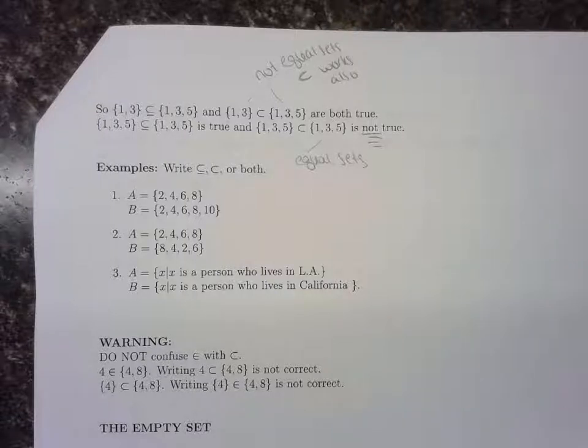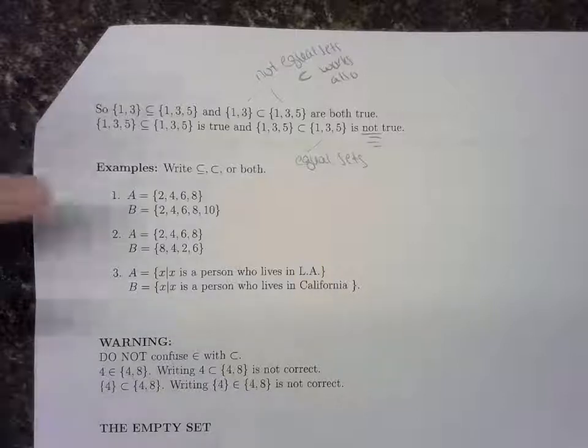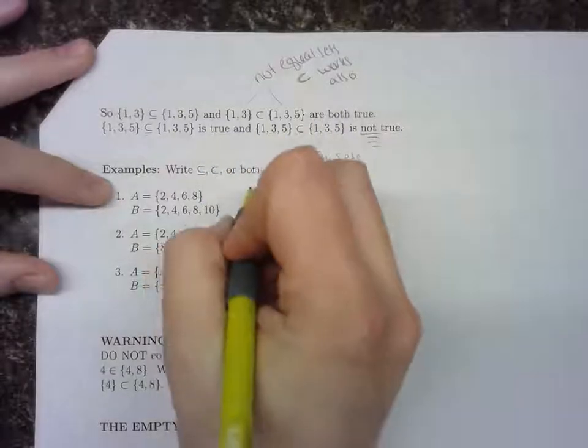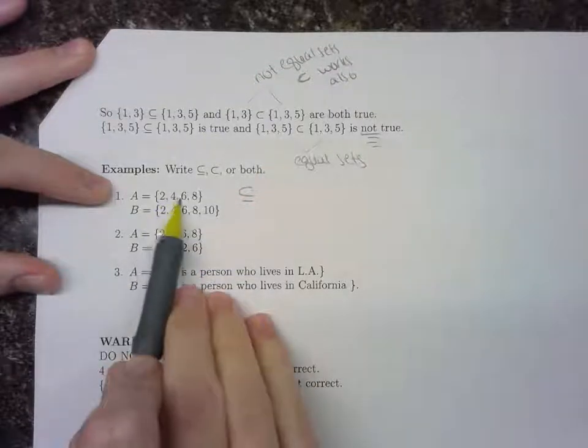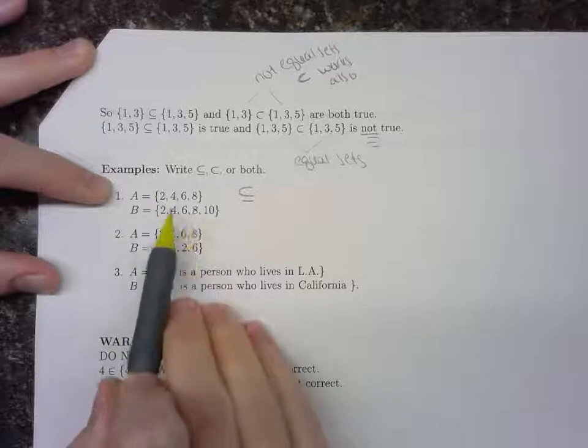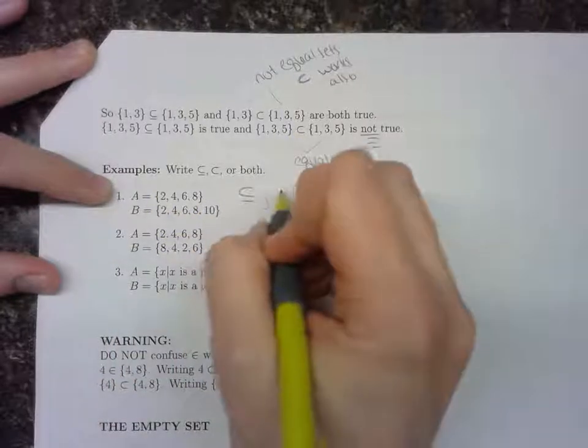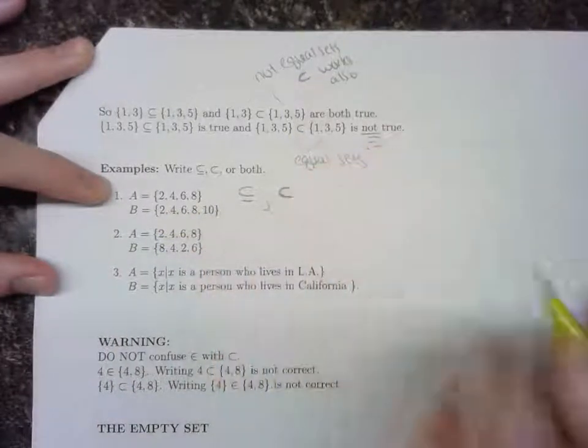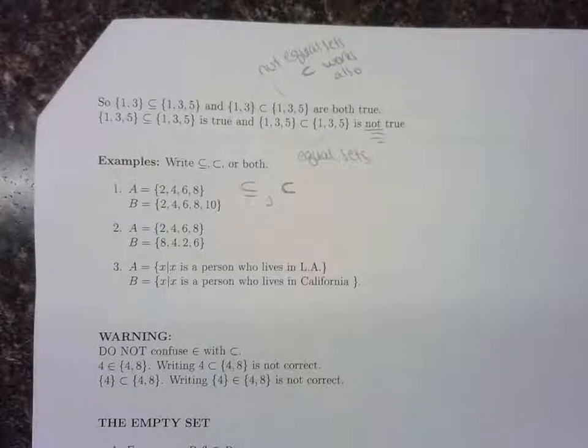Okay, so we want to write subset, proper subset, or both. Okay, so number 1, we have A equals {2, 4, 6, 8}, B equals {2, 4, 6, 8, 10}. So we could have A as a subset of B because we have 2, 4, 6, 8 and this 2, 4, 6, 8, 10. Okay, they're not equal, so proper subset would also work. So they would both work.